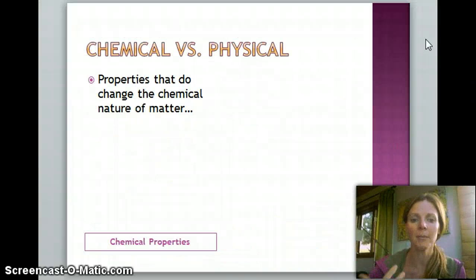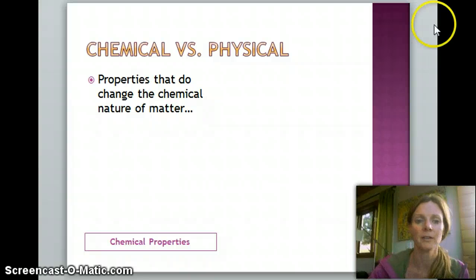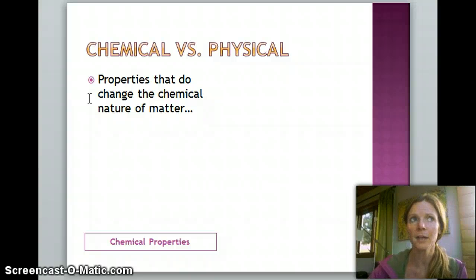So when we talk about chemical properties versus physical properties, chemical properties are properties that do change the chemical nature of matter. Think about when you are at a campfire and you light that wood on fire. After it's all done, you are changing that material from wood into charcoal. So completely changing that chemical nature.